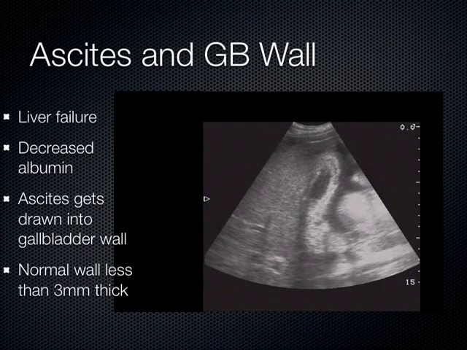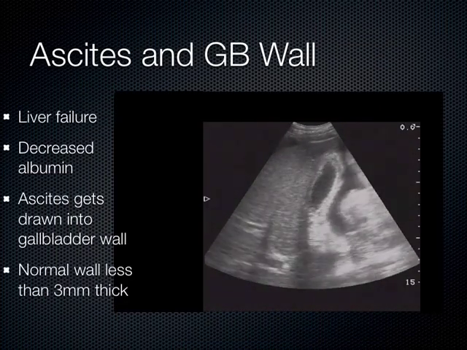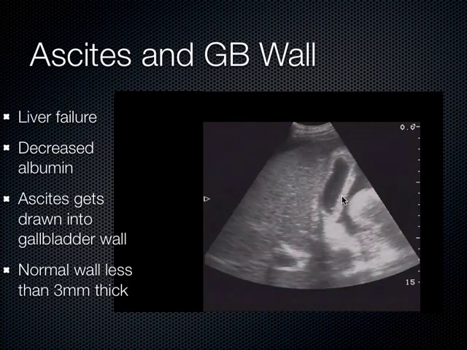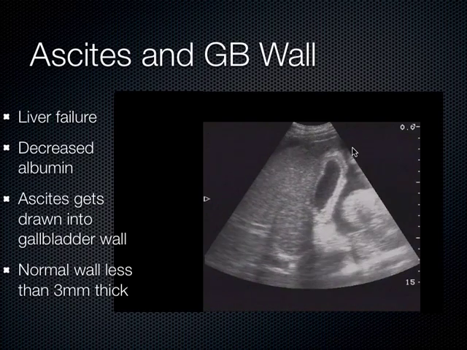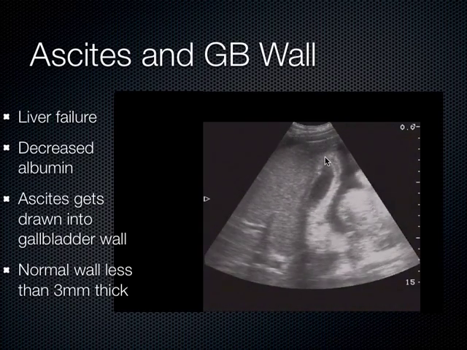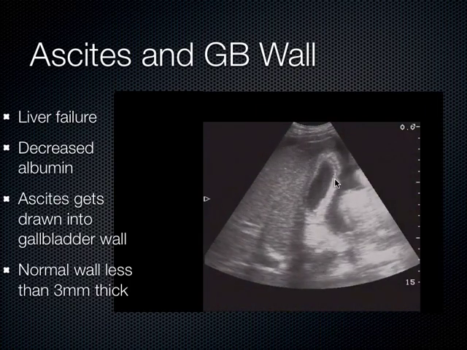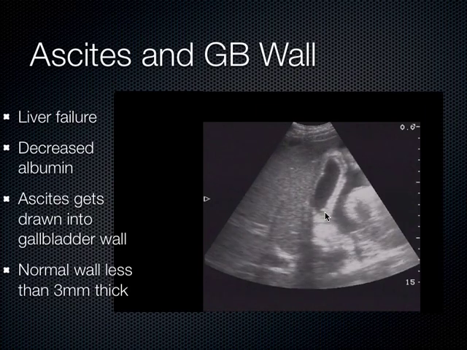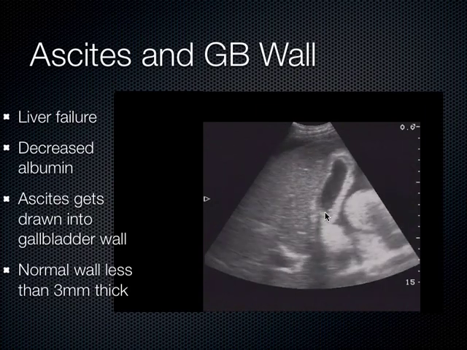And when you have ascites, remember I told you the liver stops working and then the fluid starts to third space or leak out of the blood vessels into the peritoneal cavity? That's called ascites. When you have ascites, it starts to leach into the gallbladder wall, and almost always patients with ascites have these very thickened gallbladder walls. A normal gallbladder wall should be less than 3 millimeters thick.